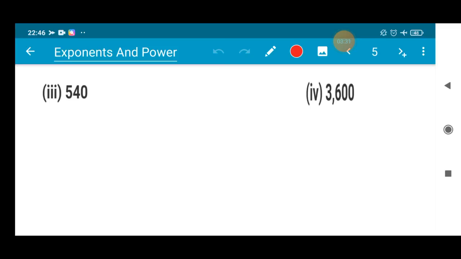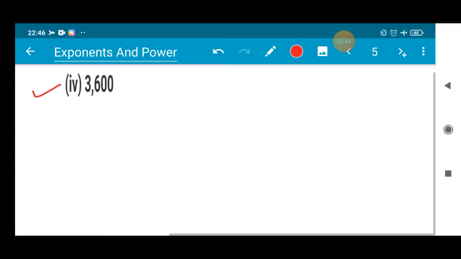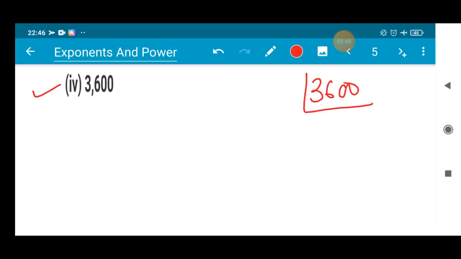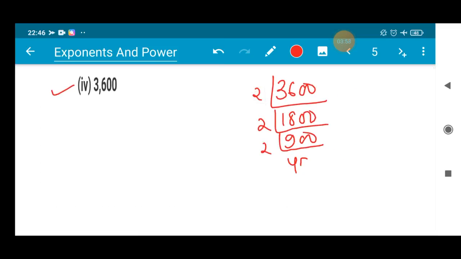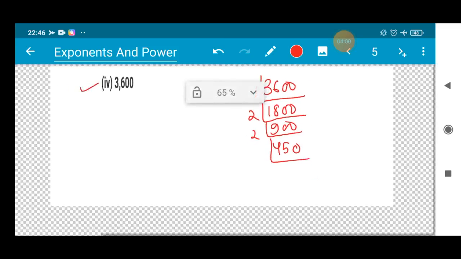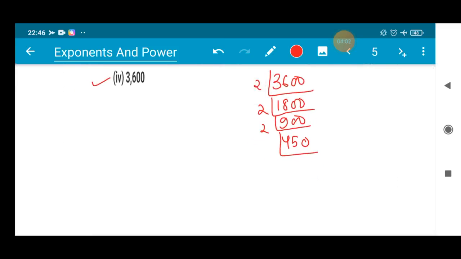For 540, similarly here we have to do the process which we have applied, so I want you all to do it yourself. Okay, the last one, question number 4, let's do it right now. This is a large number, so I'm doing it here. I'll be using the smallest prime number. 2 18s are 36, 2 9s are 18, so 2 45s is 90, 2 into 450 is 900.